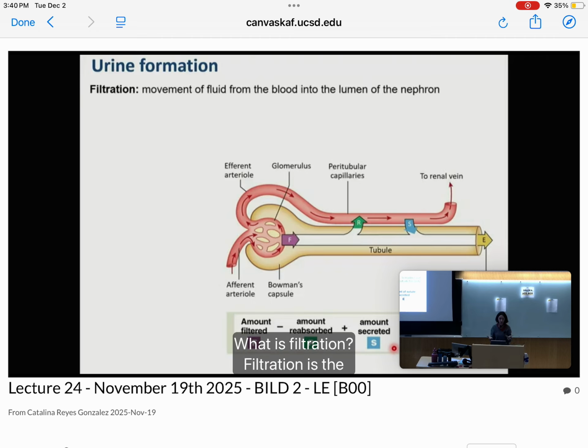What is filtration? Filtration is the movement of fluid with some solutes, right, from the blood in that glomerulus into the Bowman's capsule, into the lumen of the Bowman's capsule. Okay? So filtration only happens in the renal corpuscle, between the glomerulus and the Bowman's capsule. That's the only place where filtration occurs. And I'll talk about filtration in detail in just a minute.